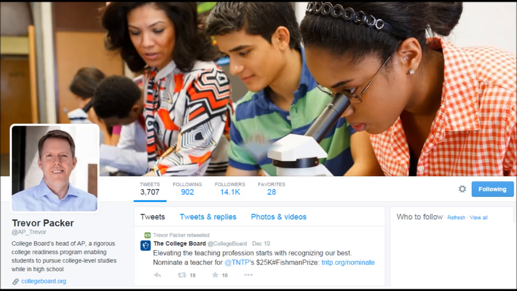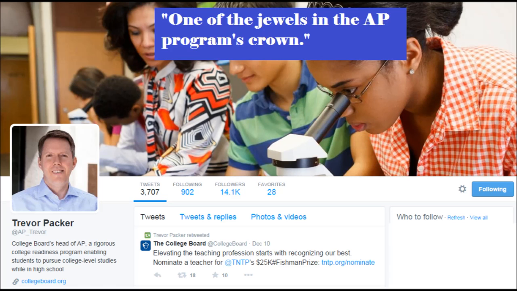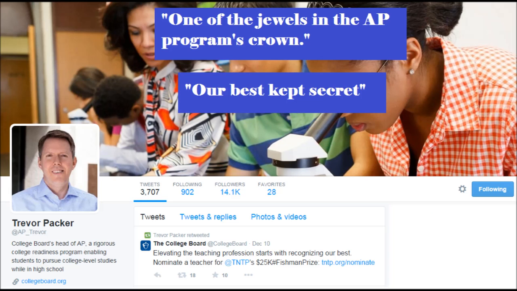Trevor Packer, the head of the College Board's AP program since 2003, said of AP Comparative Government and Politics, "It's one of the jewels in the AP program's crown." And in response to its small but continuously growing pool of slightly over 20,000 test takers in 2014, he referred to it as our best kept secret.